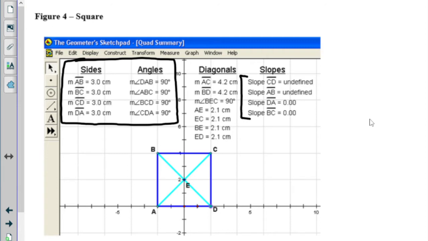You'll notice that all the things that were true about the rhombus, and all the things that were true about the rectangle, and all the things that were true about the parallelogram, they're all going to be true here. The diagonals are going to be congruent. The diagonals are going to be perpendicular. They're going to all bisect each other. All the sides the same, all the angles the same. That's what makes it a square.